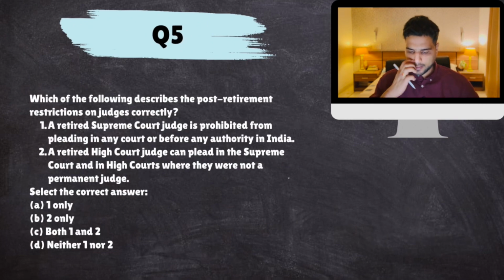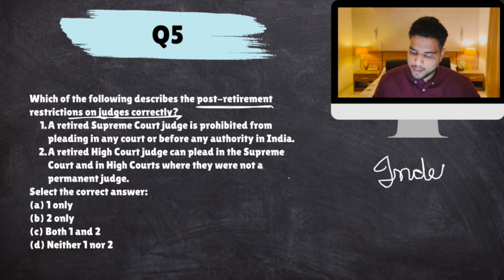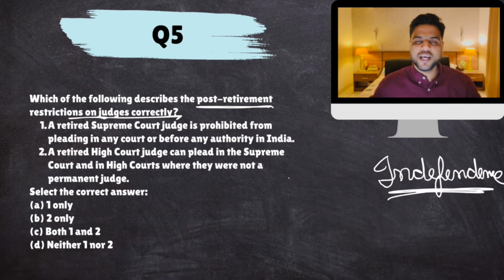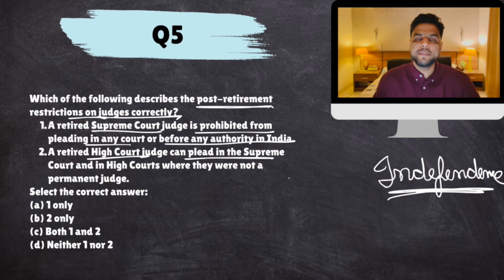Okay. Next. Which of the following describes the post-retirement restrictions on judges correctly? There should be some post-retirement restrictions so as to have independence of judiciary. Otherwise, judges would change their decisions so as to get post-retirement benefits. This is the reason for that. A retired Supreme Court judge is prohibited from pleading in any court or before any authority in India. A retired High Court judge can plead in the Supreme Court. Plead means being a lawyer in the Supreme Court and in the High Courts where they were not a permanent judge. So the first statement is absolutely correct.